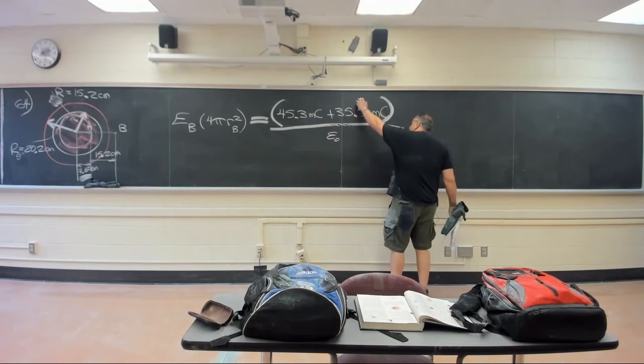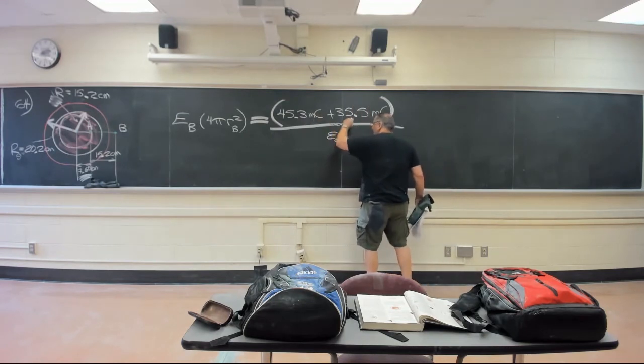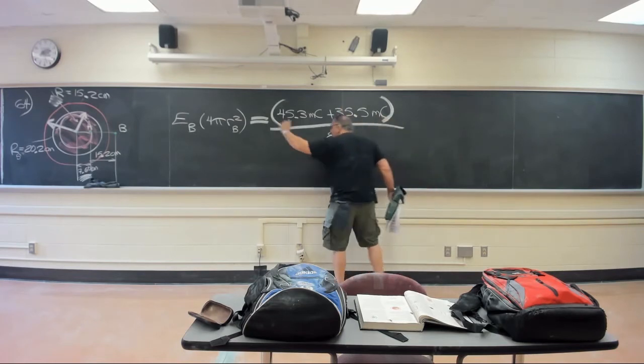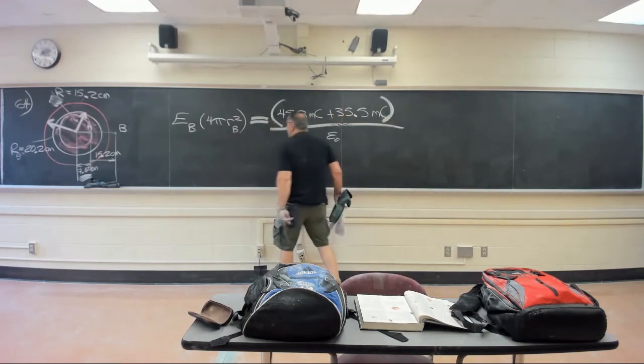Charge inside. Well, they're both inside. Charge inside over epsilon naught. E sub B is 4 pi r sub B squared.